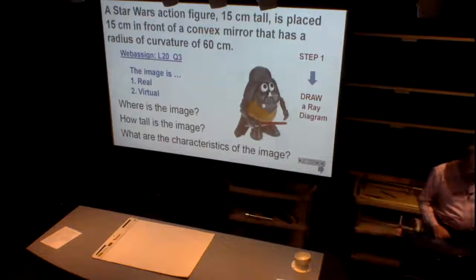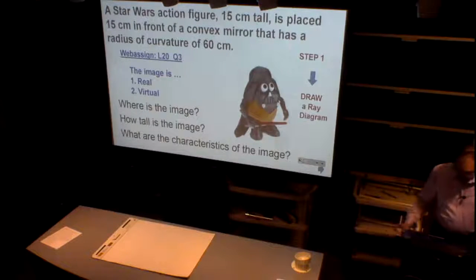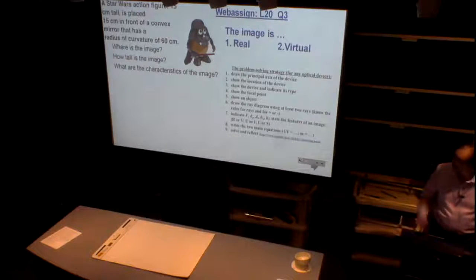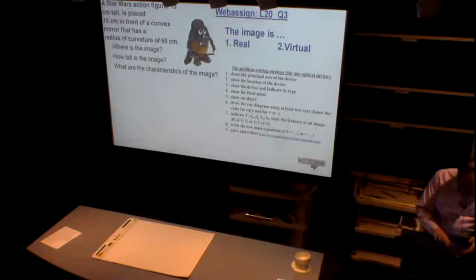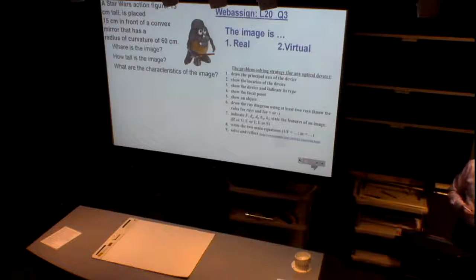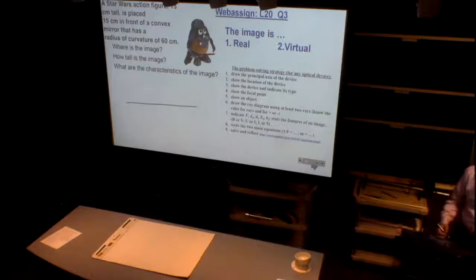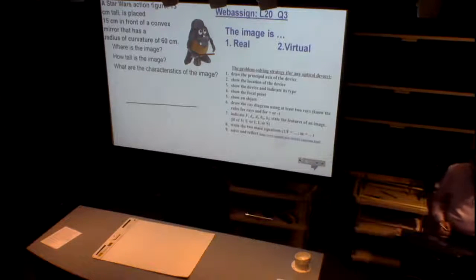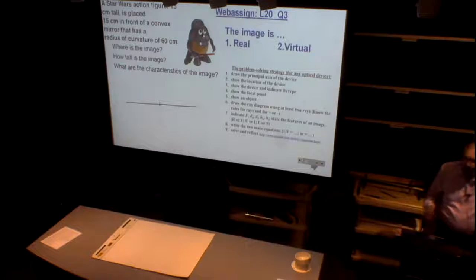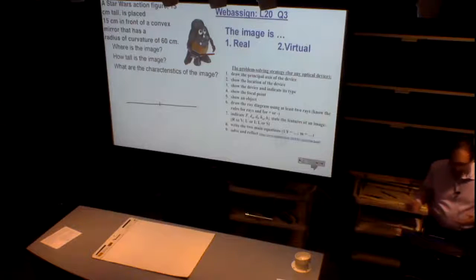Well, so you should draw the picture, and I should draw the picture as well. These are the steps, just in case. The principal axis is that middle line that goes through the middle point of a device perpendicularly to the device. Now, where is it? We don't know. We pick any point. It doesn't matter. Normally somewhere in the middle, because we don't know where we should place an object, where the image will be.